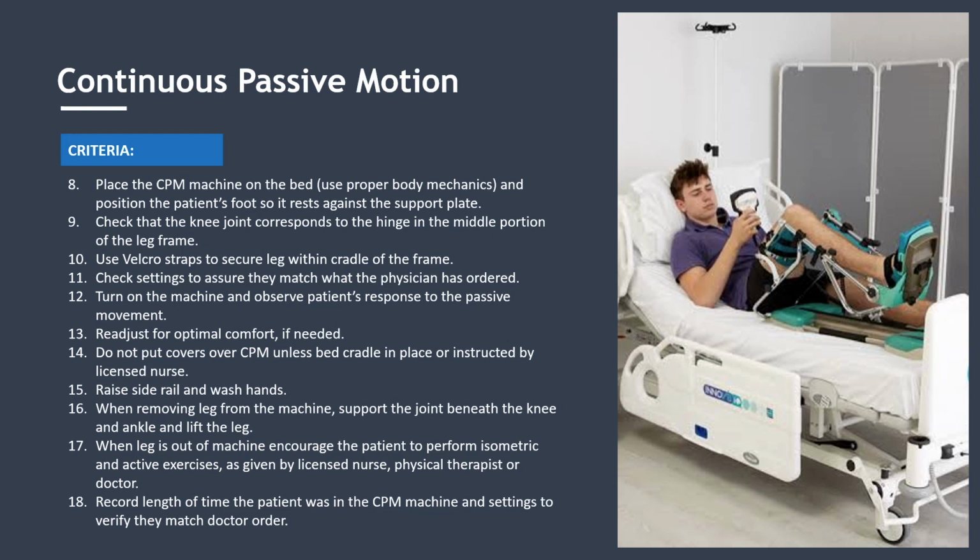When removing leg from the machine, support the joint beneath the knee and ankle and lift the leg. If the leg is out of the machine, encourage the patient to perform isometric and active exercises, as given by the licensed nurse, physical therapist, or doctor. Record length of time the patient was in the CPM machine and settings to verify that they match the doctor's orders.